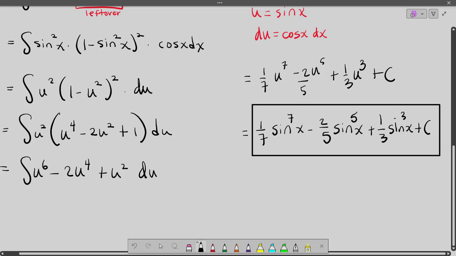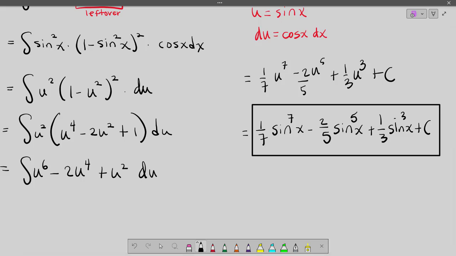How's that look? So odd power, pull one off, convert leftovers, and then once everything's converted, the function that you're converting into is what your u is always going to be. All right, anyone have a question on any one of the steps?